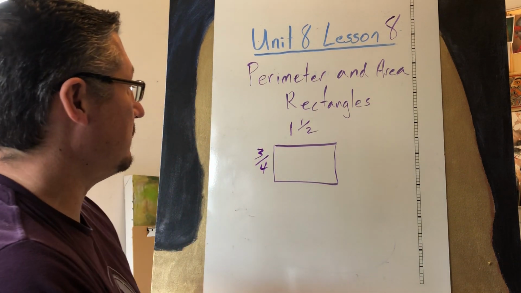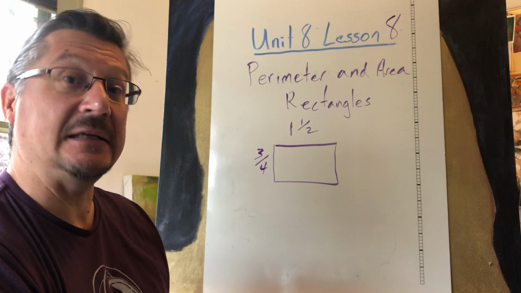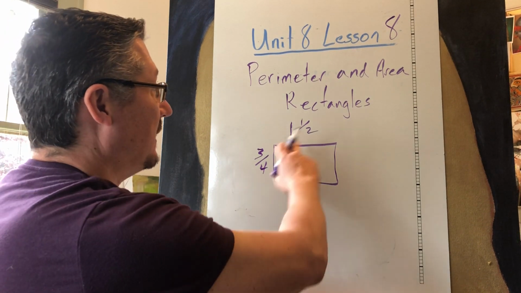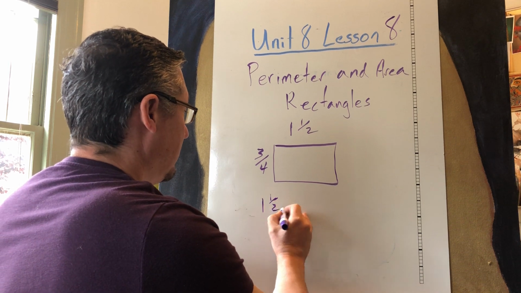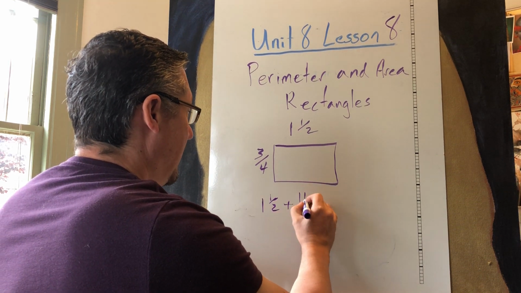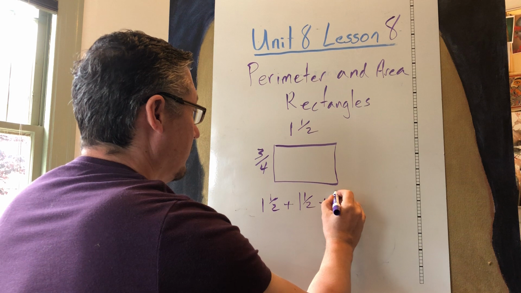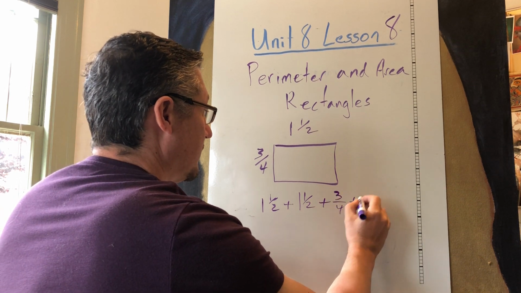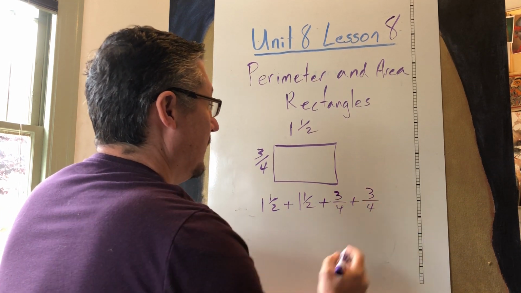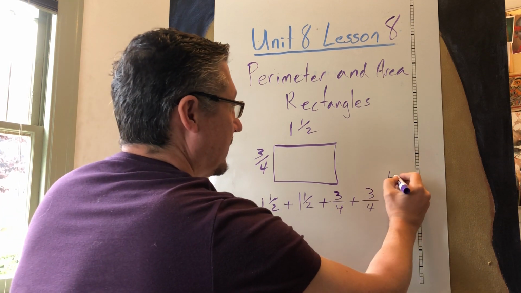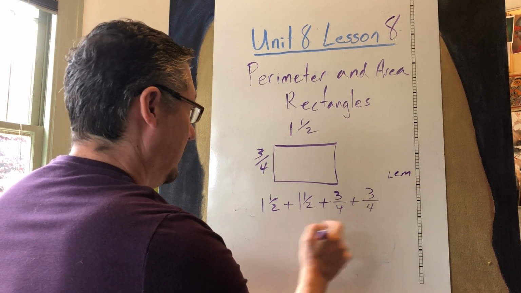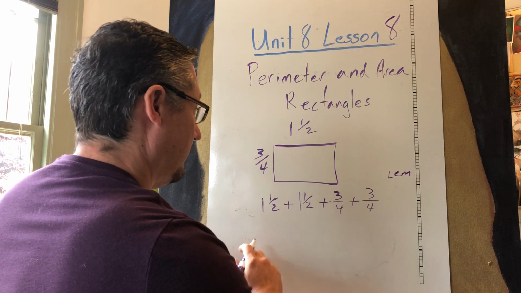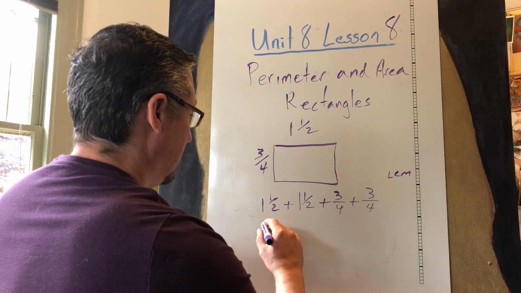Okay, well, perimeter is pretty straightforward. I just add these up. So I'm going to have 4 sides, and I just have to add each side. So I get 1 1/2 plus 1 1/2 plus 3/4 plus 3/4. Remember, I have to find the LCM, the least common multiple, to get my denominator. So I'm going to convert this.